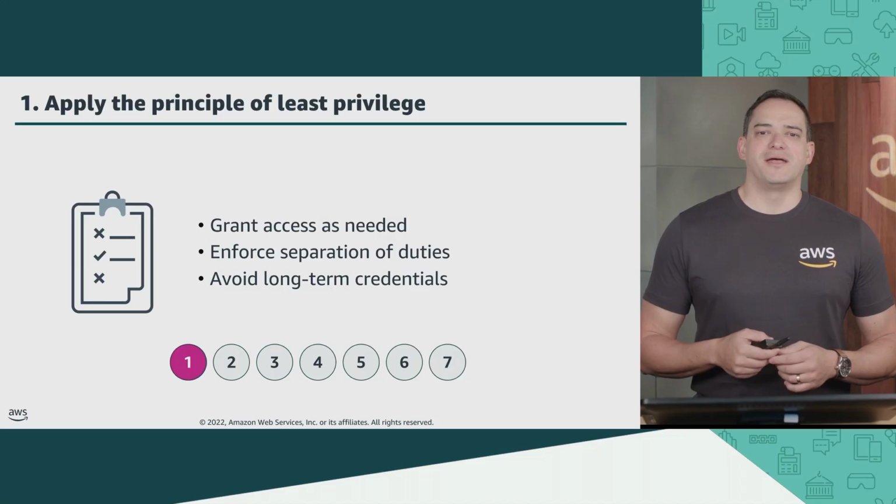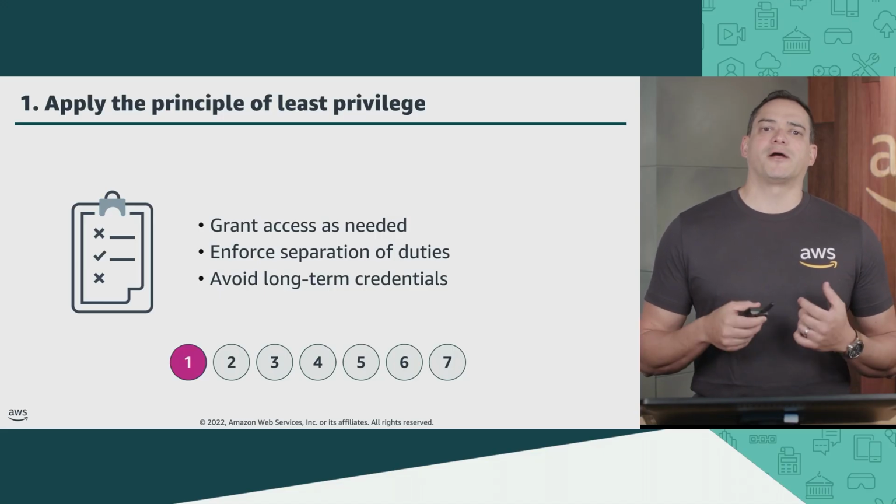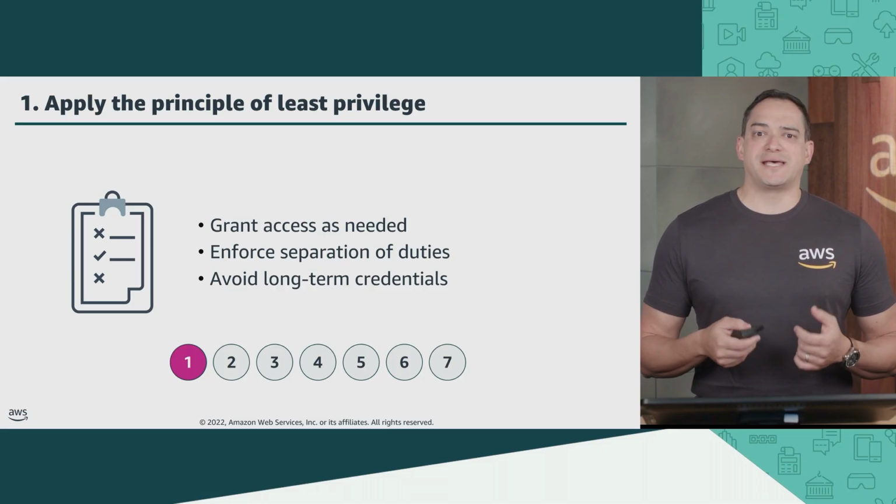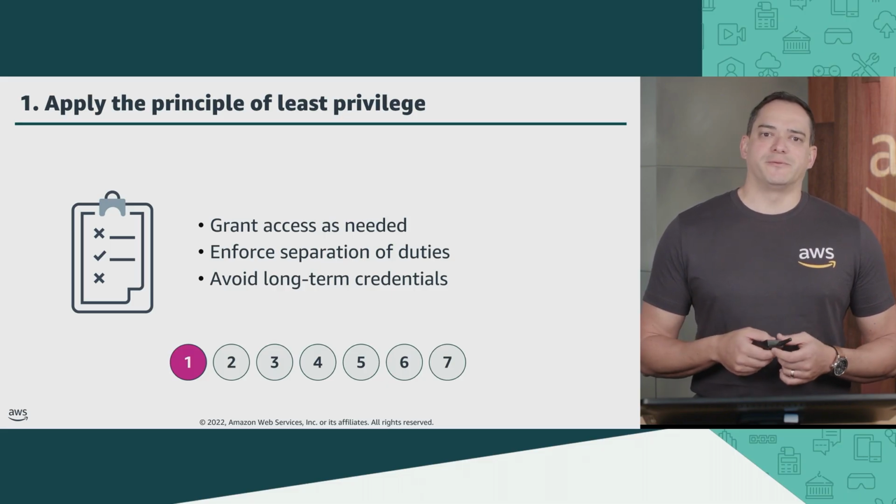This section describes security design principles. The security pillar of the AWS Well-Architected Framework describes 7 design principles. Let's look at each one.